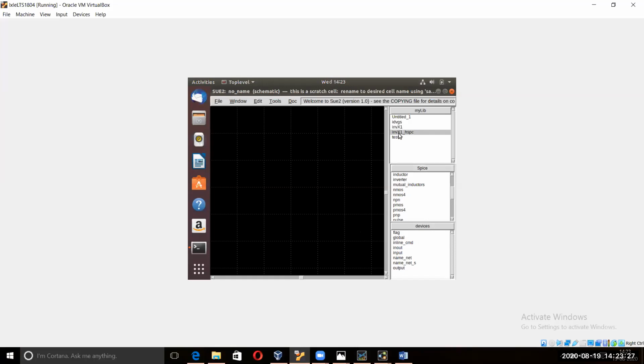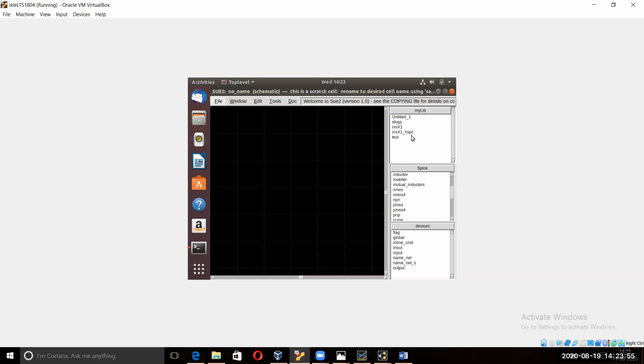Before creating the schematic, you have to save your file. To drag, you have to press shift and the left mouse button on your computer, because there is a bug in the Sutu, so plain dragging is not working. Only then can you drag these things over here.